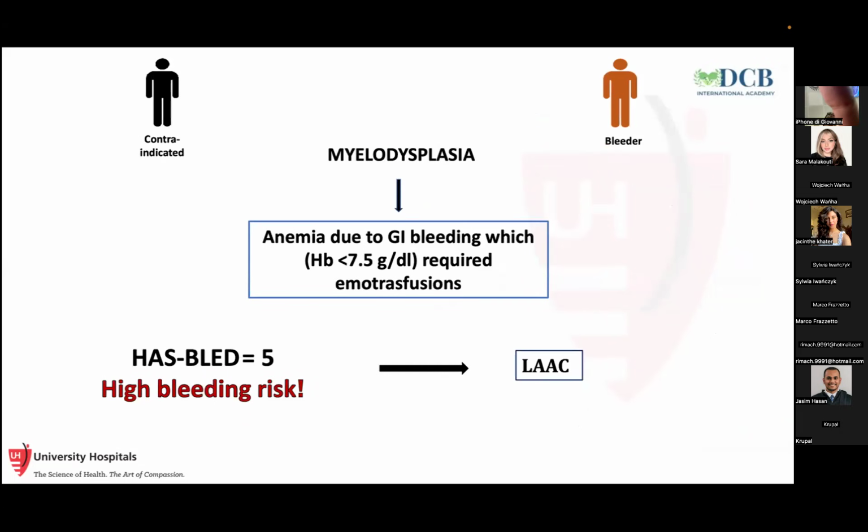Before talking about studies on left atrial appendage occlusion, I want to show you a typical case to give you an example of how to perform these procedures. This is a typical patient, a patient with contraindication for oral anticoagulant therapy, and he is a bleeder because he has myelodysplasia, anemia due to gastrointestinal bleeding, low hemoglobin, and required hemotransfusion, obviously with atrial fibrillation, so a very high bleeding risk, HAS-BLED 5. Remember that with a HAS-BLED score of more than 3, the patient is at high bleeding risk. So it's a perfect patient for left atrial appendage closure.